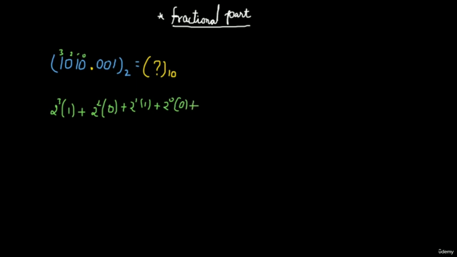Now after the decimal starts, let's change the color for this one so that you can understand the thing quite significantly. Now I'm going to write 2 to the power minus 1 multiply 0 plus 2 to the power minus 2 multiply 0. Now at the final one, 2 to the power minus 3 multiply 1. So this is going to be the case. Now I think you have understood.